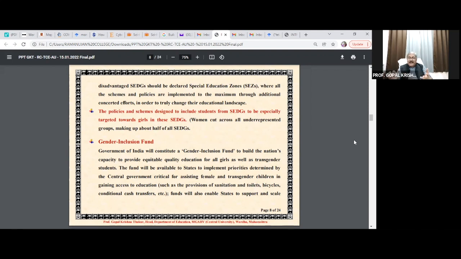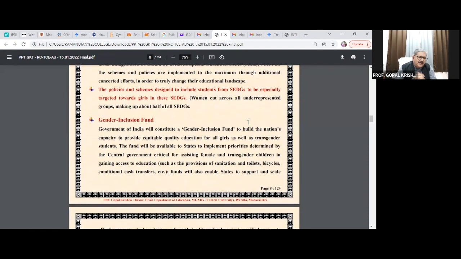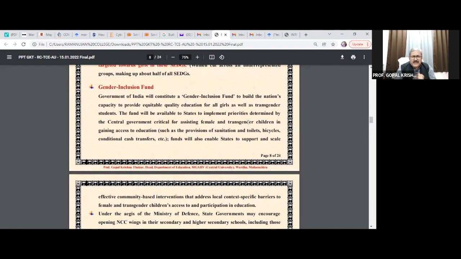This fund will be available to states as well. The fund will be created by the Government of India, that is the central government, and then the central government will deliberate on the priority areas. The fund will be provided to the state governments as well, and then state governments will use this gender inclusion fund in their respective states for the benefit, for the welfare, for the education of disadvantaged girl students. So this will include provision of sanitation, toilets, bicycles, conditional cash transfers, and other things that are anticipated to provide good conditions where girl students can make their educational process better.